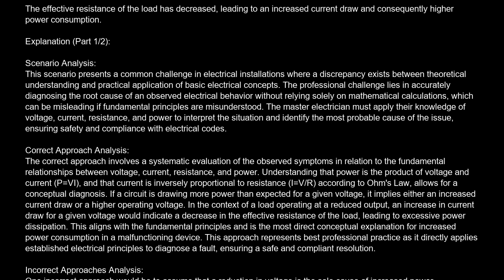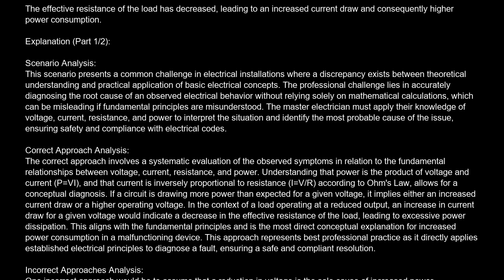Correct approach analysis. The correct approach involves a systematic evaluation of the observed symptoms in relation to the fundamental relationships between voltage, current, resistance, and power. Understanding that power is the product of voltage and current, P equals VI, and that current is inversely proportional to resistance, I equals V/R, according to Ohm's law, allows for a conceptual diagnosis. If a circuit is drawing more power than expected for a given voltage, it implies either an increased current draw or a higher operating voltage.